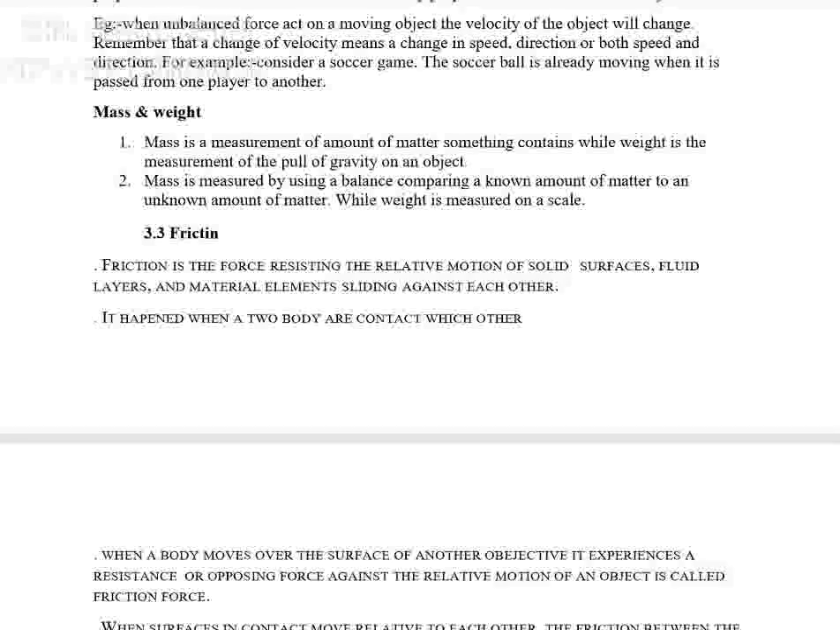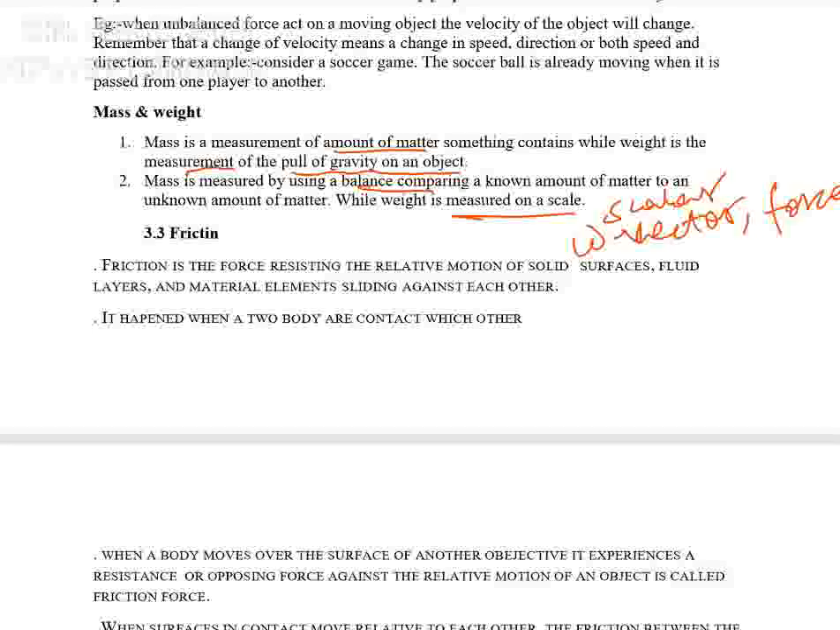The other thing is mass and weight. Mass is a measure of how much matter an object contains, while weight is a measure of the pull of gravity on an object. Mass is measured using a balance, by comparing a known amount of matter to an unknown amount of matter, while weight is measured on a scale. In addition, mass is a scalar quantity, and weight is a vector quantity. Weight is a vector, and it is a force. Therefore, these are some differences between weight and mass.